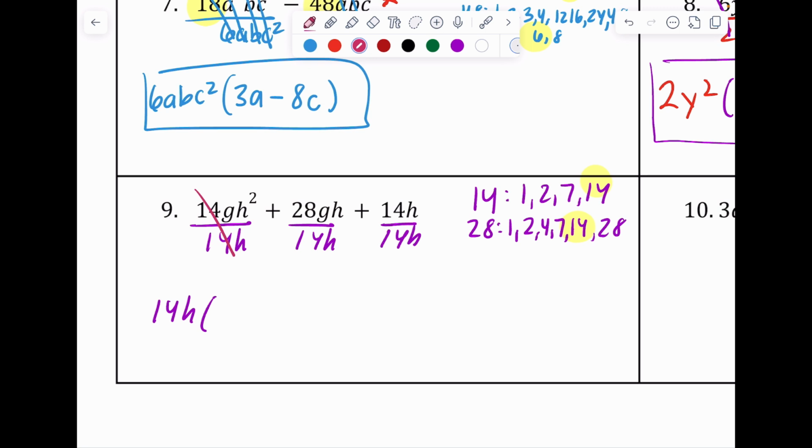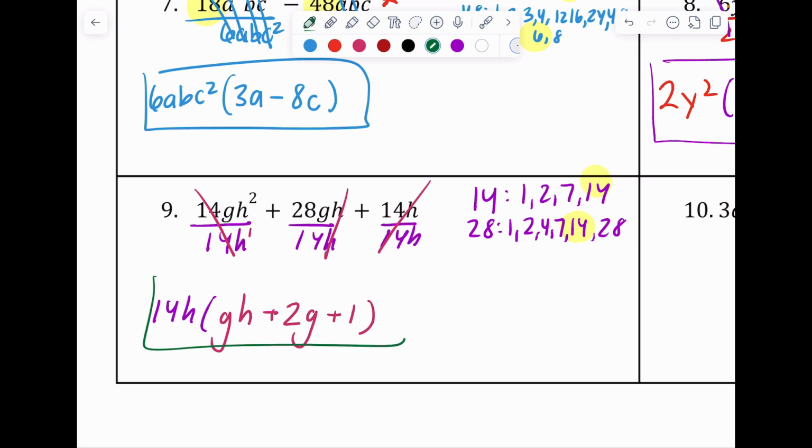Now, 14 divided by 14 leaves me nothing. I'm left with g because I couldn't factor out a g. And then h squared divided by h, power 1, is just leaving me with h plus 2g, because h divided by h cancels out. 28 divided by 14 is 2. And then 14h divided by 14h is left with just 1. Okay. And again, I could check this by distributing, where when I distribute, I should get back to the original equation.